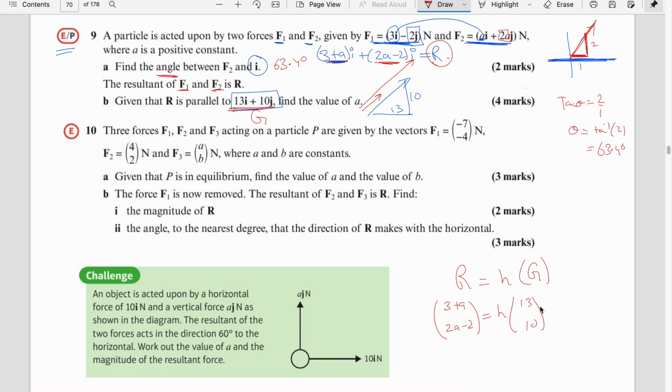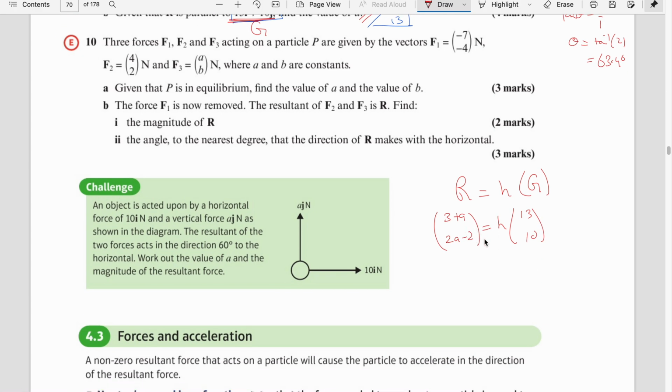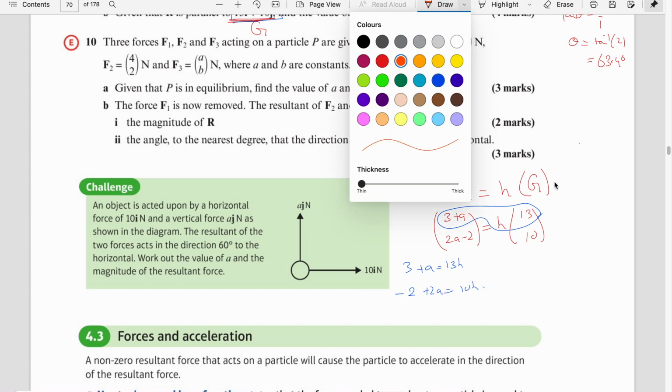If you can see, we are now going to make these equations. So the equation in x direction would be 3 plus A is equal to 13H, and the equation in y direction is 2A minus 2 is equal to 10H. Now we solve these equations simultaneously.